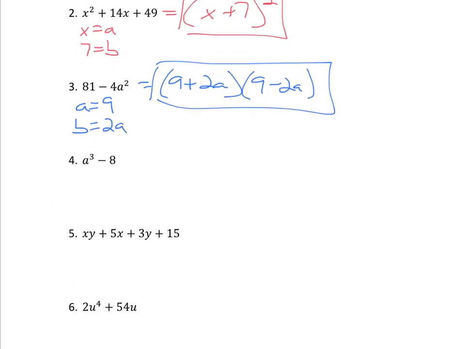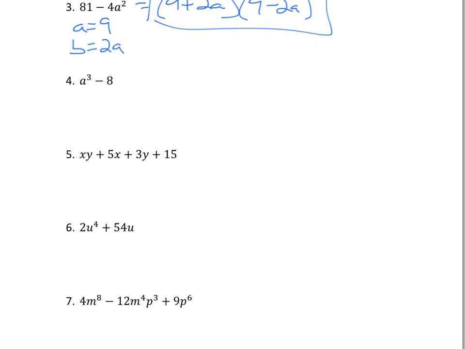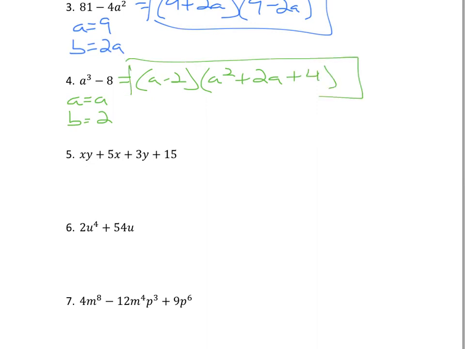And number 4, we see our perfect cubes, right? Once again, if they're not perfect squares, check to see if they're perfect cubes. They are both perfect cubes, so this example has a being a, and b being 2. So this is a difference of 2 cubes. So we've got a minus b, so a minus 2, times a squared, plus ab, 2a, plus b squared, which is 4. And that is factored.